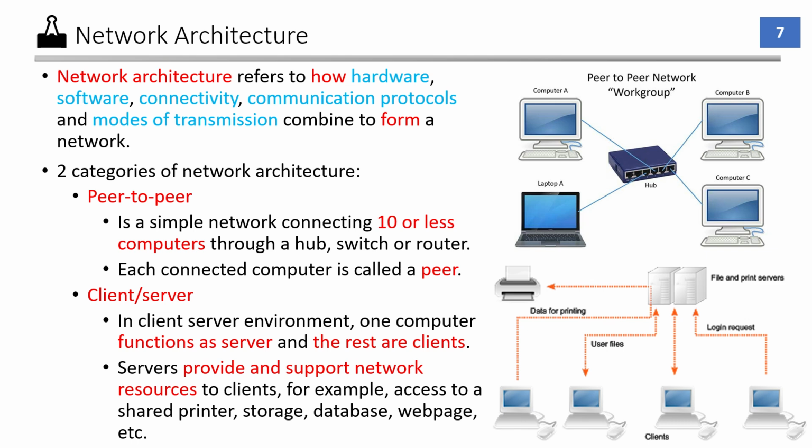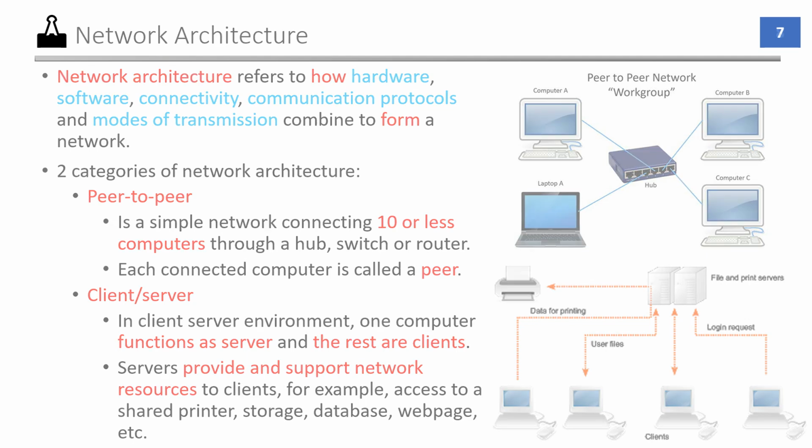The second type is client-server network. In this architecture, one computer acts as a server and the other computers are clients. The server provides data and network resources to clients, such as shared printers, storage, databases, or websites. Clients send requests, and the server responds by providing the required service.